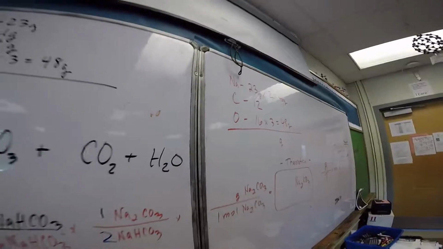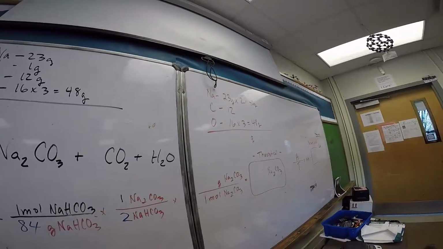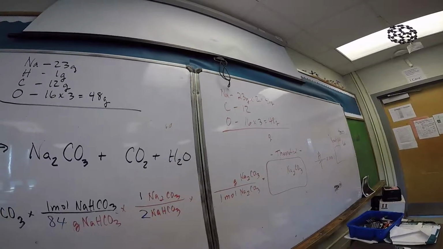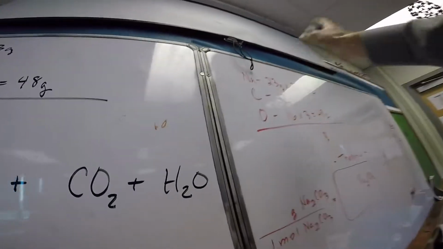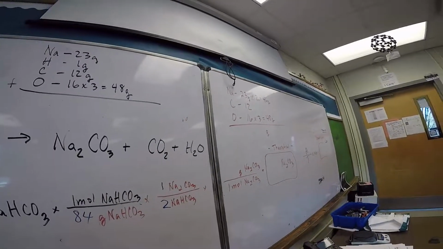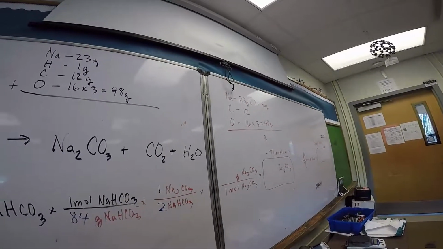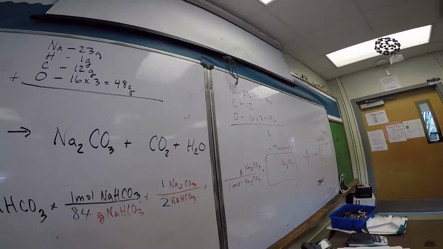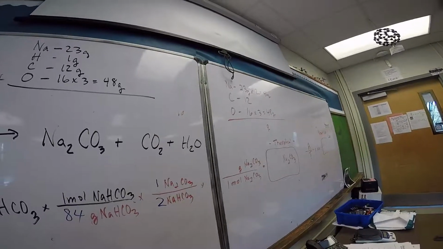46. And then we have carbon is 12. And then we have 16 times 3. 48. Very good. And you add all that up, what are you going to get? 46 plus 12 plus 48. Anybody? 106.